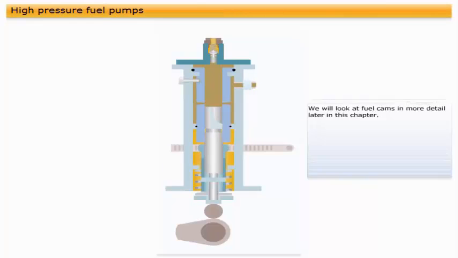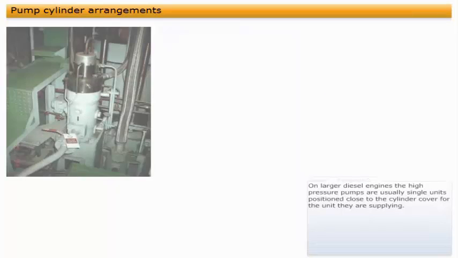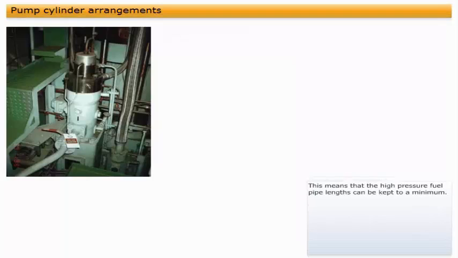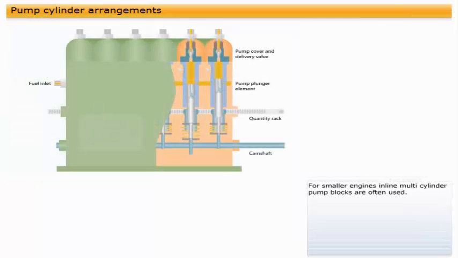On larger diesel engines, the high-pressure pumps are usually single units positioned close to the cylinder cover for the unit they are supplying. This means that the high-pressure fuel pipe lengths can be kept to a minimum. The pumps are actuated by the main camshaft. For smaller engines, inline multi-cylinder pump blocks are often used. These blocks house all of the high-pressure pump cylinders for the entire engine.